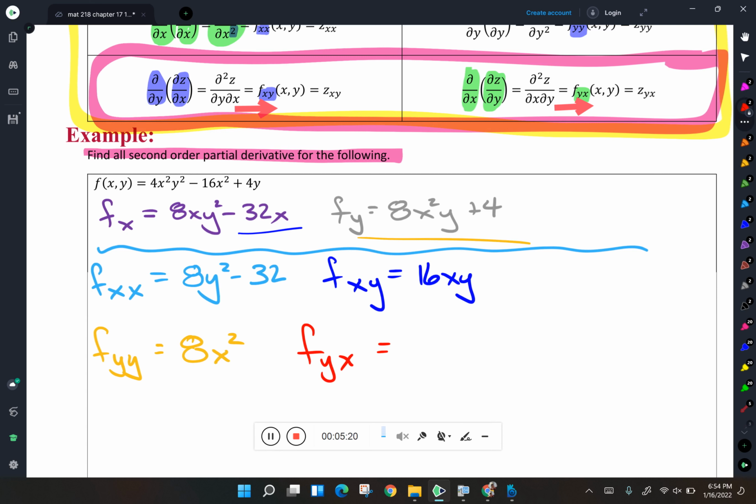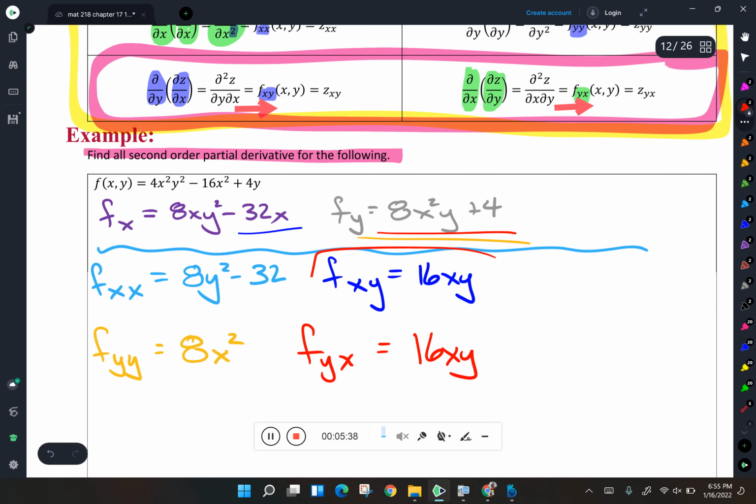F sub yx means go find the first partial with respect to y, f sub y, and then take its derivative with respect to x. So that's this one up here. First term with respect to x is going to be 16xy. Second term with respect to x is 0, because it's just a 4.